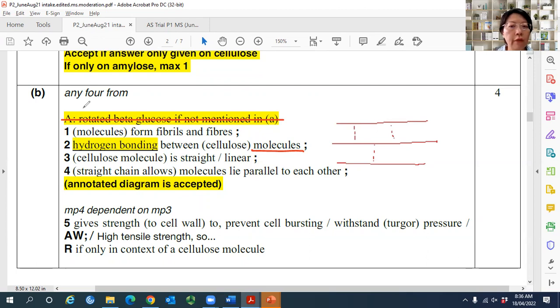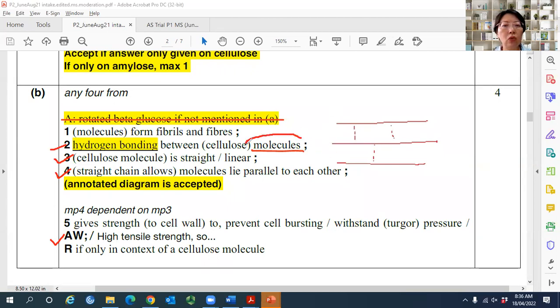The first marking point that the majority of students will score is cellulose has high tensile strength. The second marking point is the cellulose molecule is straight or linear. So it allows the neighboring straight chains to arrange parallel to one another. Because it's straight, it can arrange parallel to one another, and then hydrogen bonds can be formed between the cellulose molecules.